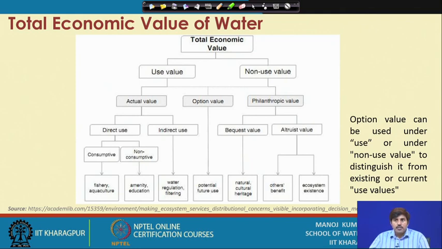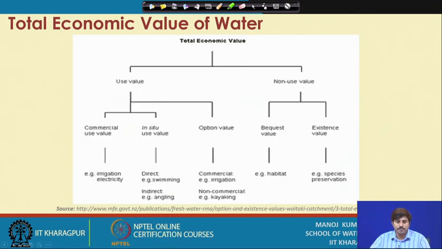The option values are values which are not associated with the current use but concern future uses. We will talk about that. And then there are non-use values, which include the bequest value of the water, the natural or cultural heritage or legacy it brings with it. And there are altruistic values, which are other benefits including ecosystem existence.